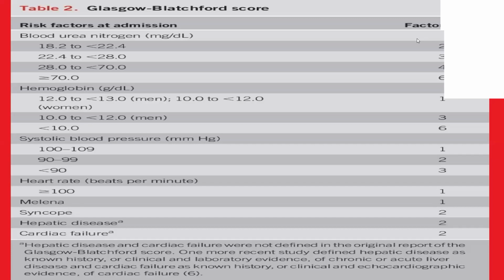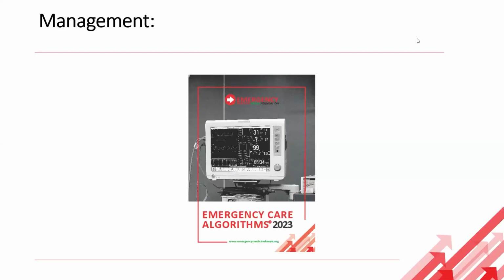It also has aspects of the systolic blood pressure, has aspects of the heart rate, and then gives a score for if your patient has melena stool, has had syncope, is known to have hepatic disease, and is known to have cardiac failure. But like I said, it looks like it has a lot of things on the Glasgow-Blatchford score. But when you're looking at your patient who's coming with a major GI bleed, you may not have time to actually do all this. So what are the key tenets in terms of management of a patient who comes in with an upper GI bleed?